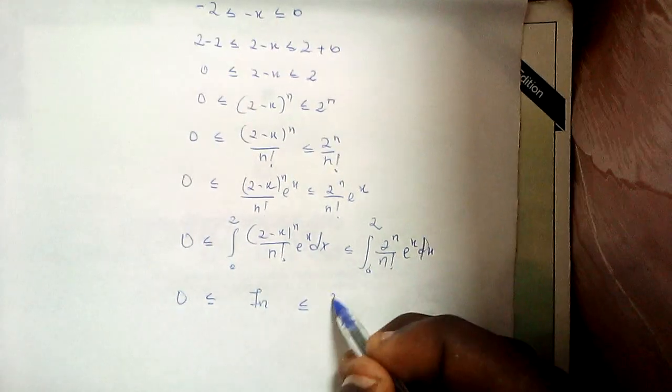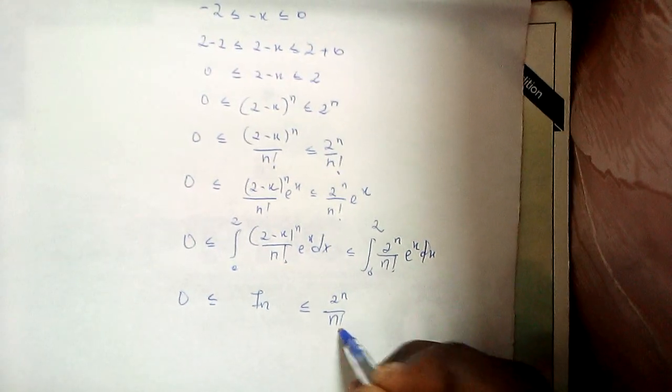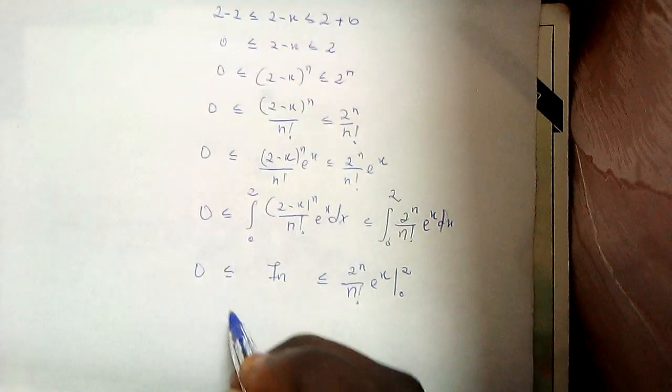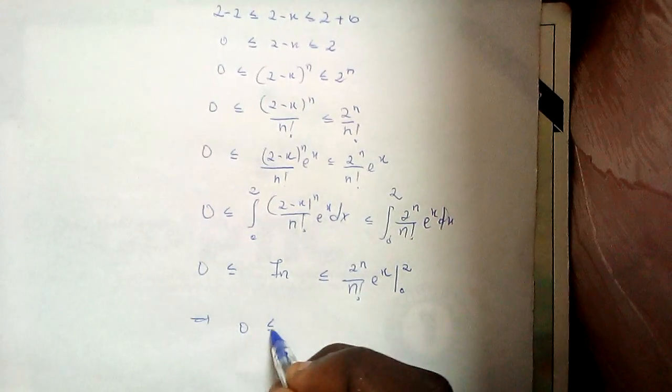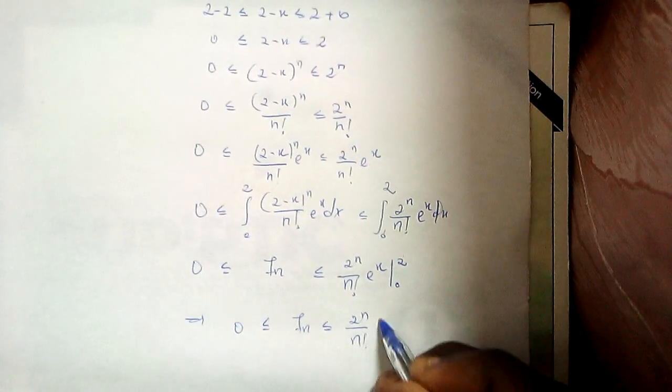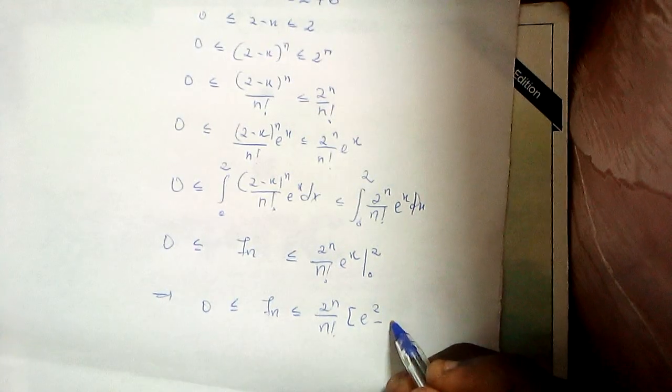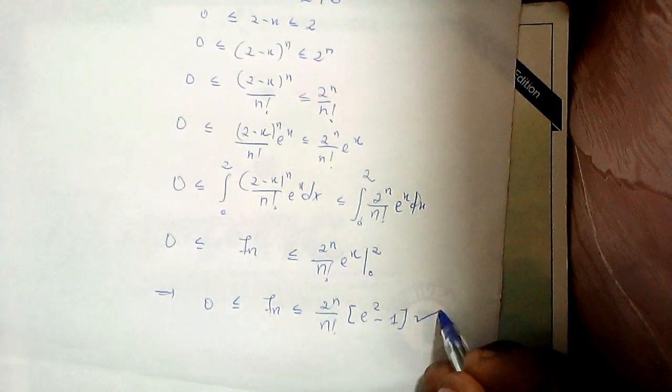Now what is here, 2^n over n factorial, is a constant. If you integrate e^x, you get e^x from 0 to 2. So it therefore means that 0 is less than or equal to I_n less than or equal to 2^n over n factorial. Now for the upper bound, you get e squared minus, for the lower bound, you get e^0, which is 1. So the proof is correct.